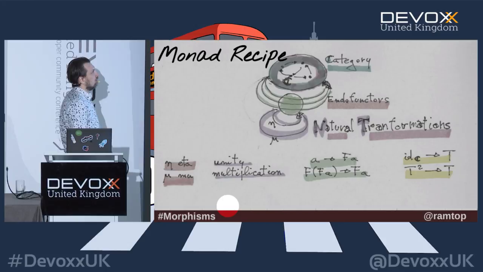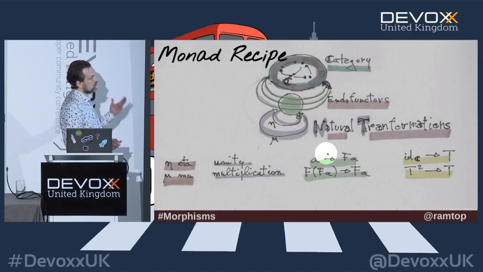We have our category, something that we saw before. We have our endofunctor that goes to the same category because we collapse the category itself. And then we have the natural transformations that work on the functor itself. Specifically, we have these two natural transformations, unit and multiplication. So unit is something that creates something, let's say, from zero to create one. And multiplication is something that, if you have an F of an F, basically simplifies.